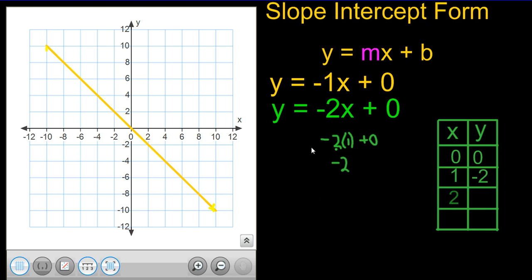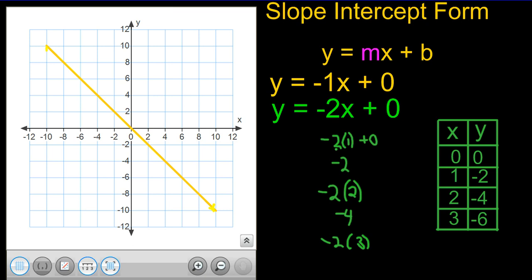And then I'm going to try the next one. I'm going to put a 2 in this time. So I have negative 2 times 2 plus 0, and we get negative 4 as our answer. Then I'm going to try a 3. When I put that in again, I have negative 2 times 3 to figure out my y value. A negative times a positive again is going to give us a negative answer, and that's negative 6.